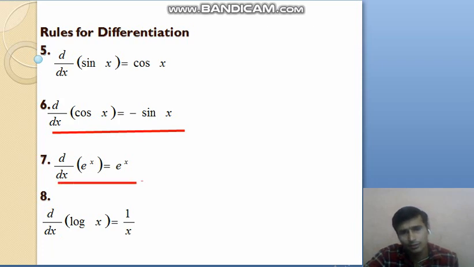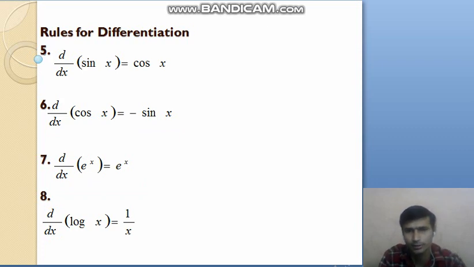Similarly, the differentiation of e raised to x is equal to e raised to x, right? And the differentiation of log x is equal to 1 by x. So understand all the rules of differentiation.